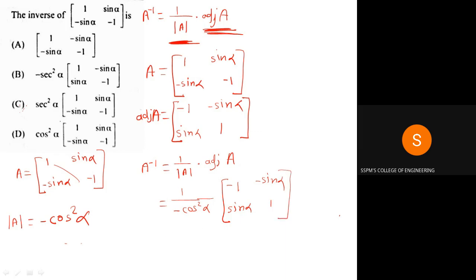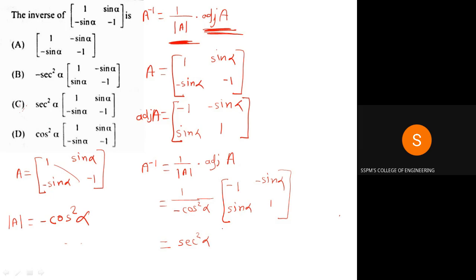But can you see this answer in any of the options? No. So what do we have to do? We have to solve it for a few more steps. What is 1 upon cos square alpha? It is sec square alpha. How? Because cos and sec are reciprocals of each other. That's why 1 upon cos square alpha is equal to sec square alpha.